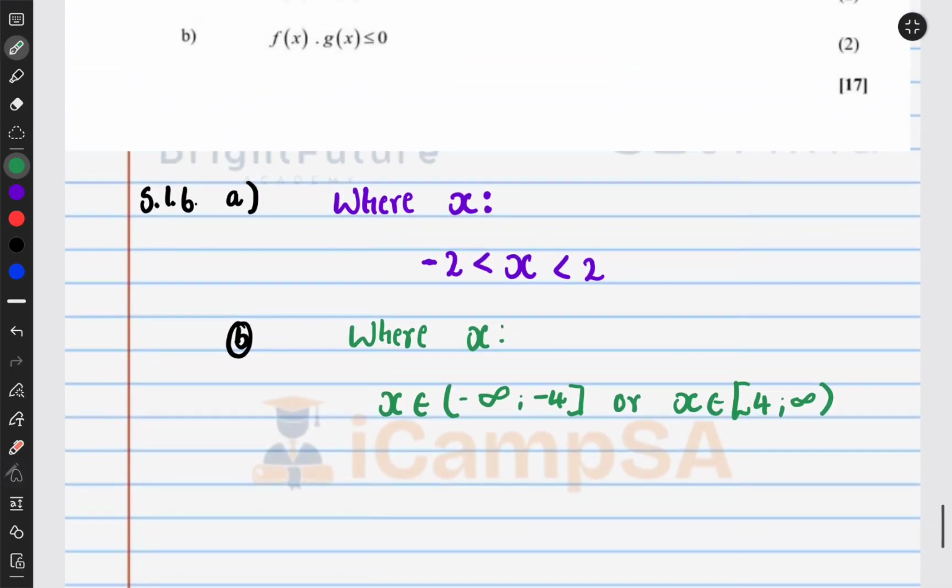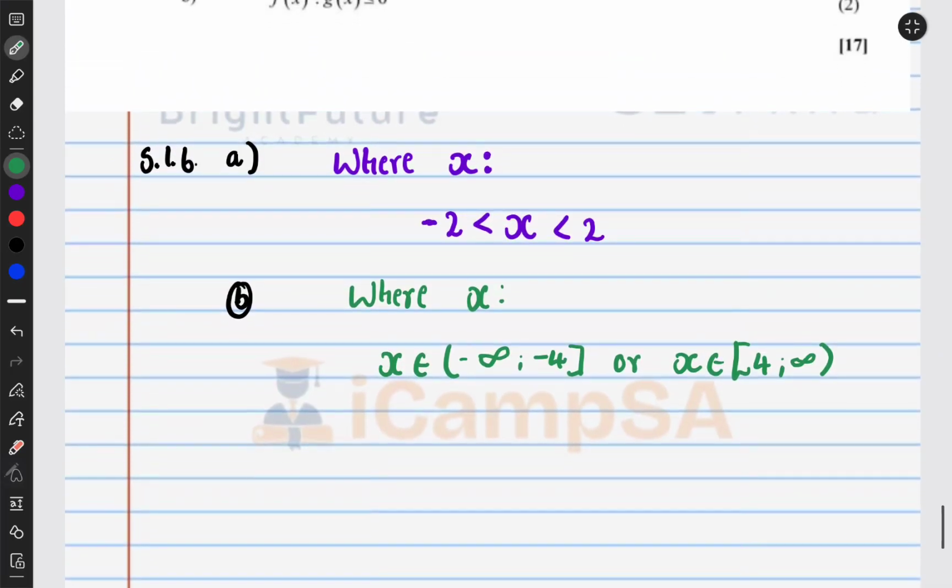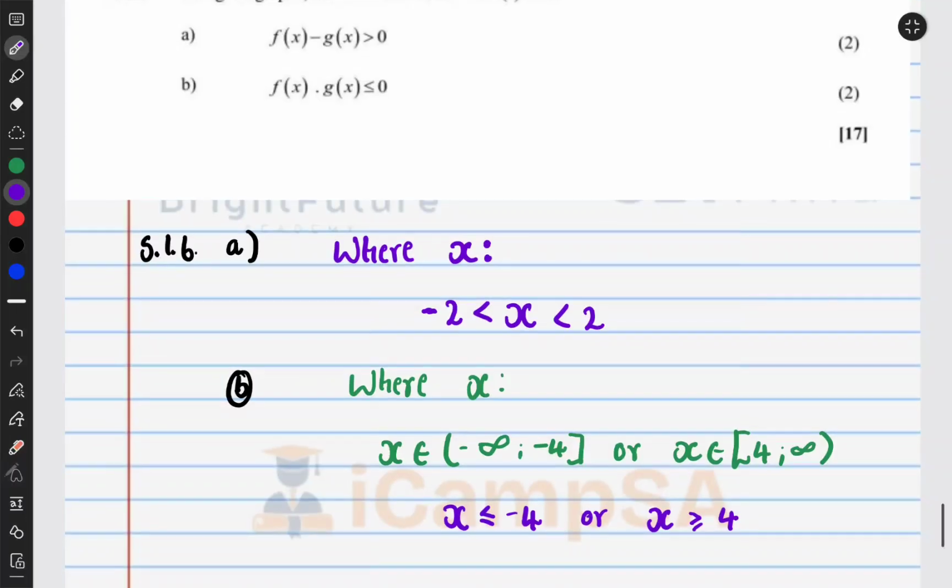You could write it like that, or we can use the interval notation, which is x, where x is less than or equal to -4, or x is greater than or equal to 4. Yes, and there you have it, folks. That is how you'll go about answering that question.